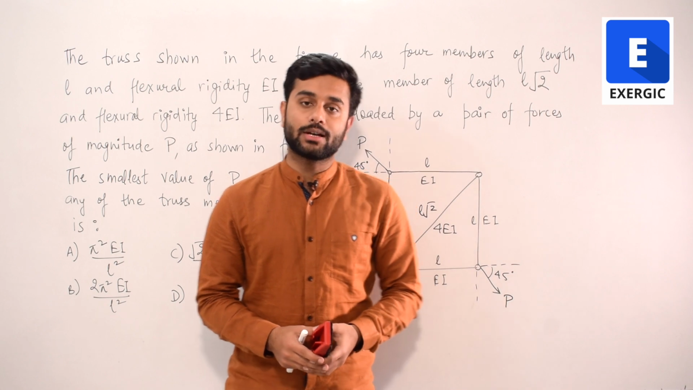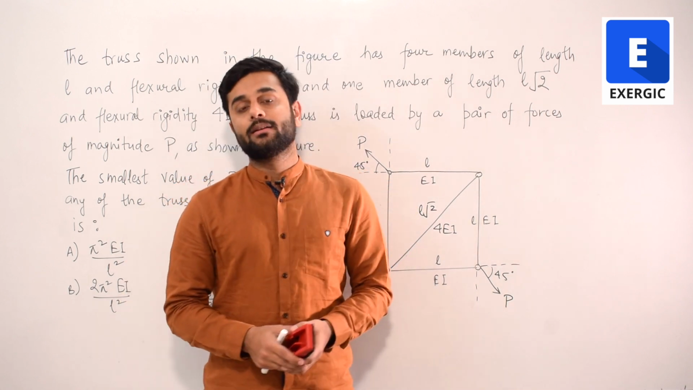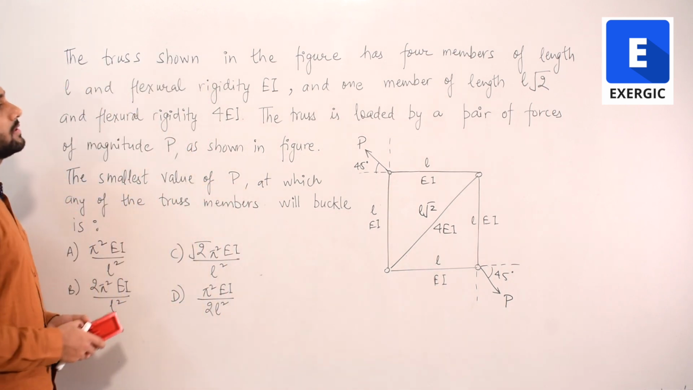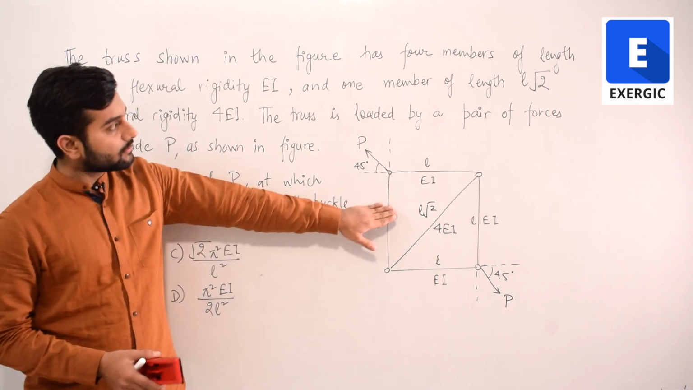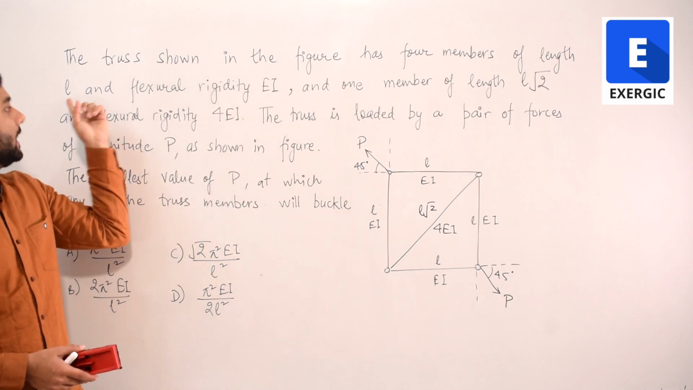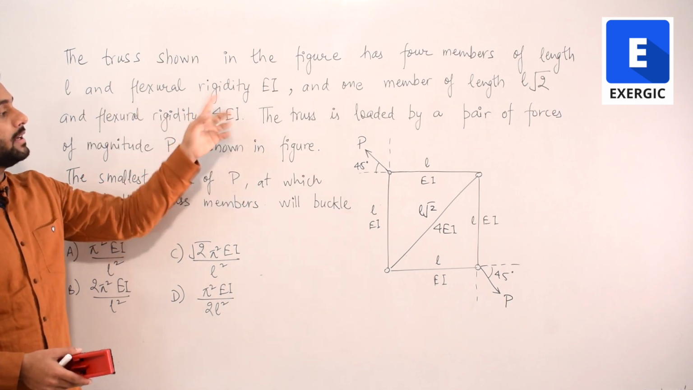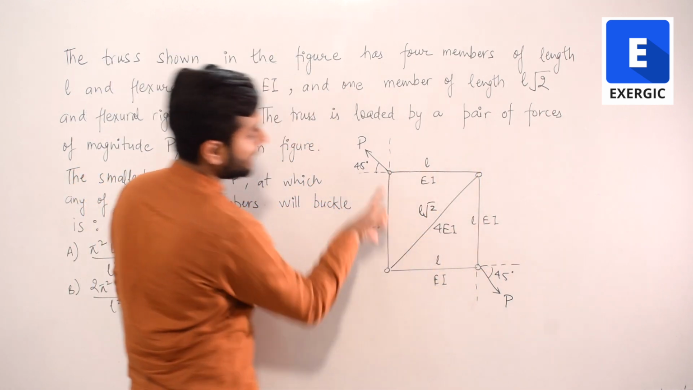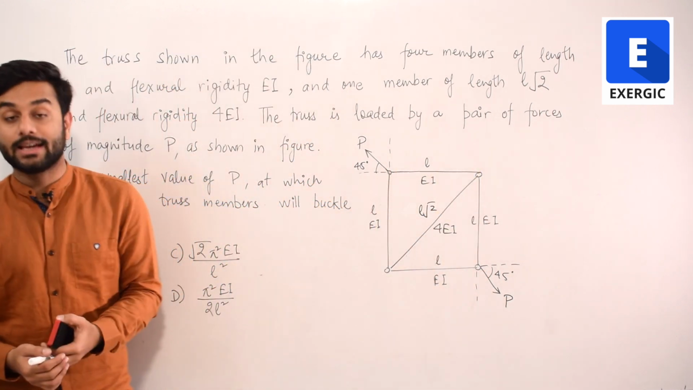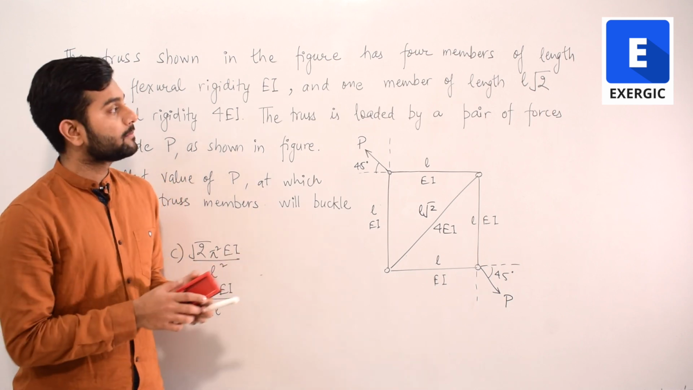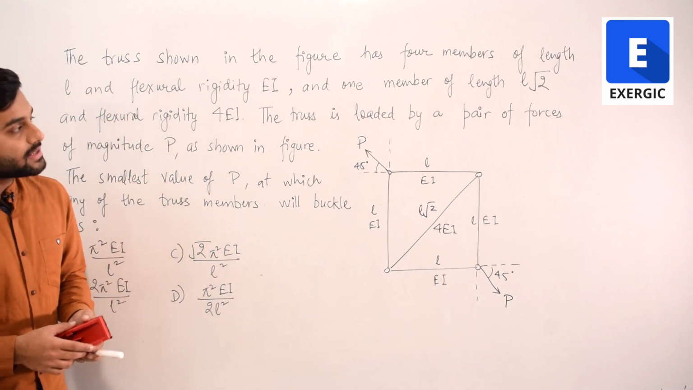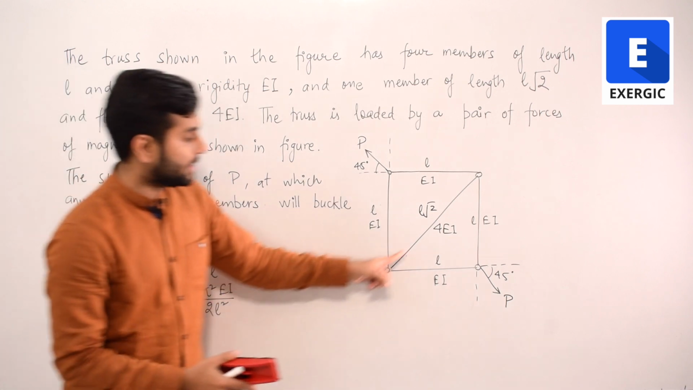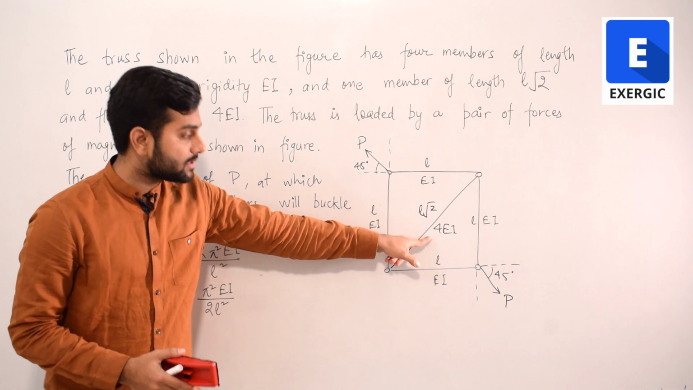Now let's solve another question from GATE 2020 Mechanical Engineering Set 1. The question says that the truss shown in the figure here has 4 members of length L and flexural rigidity EI. So you can see that 1, 2, 3 and 4. You have 4 members each having length L and flexural rigidity EI. And one member is having length L root 2 and flexural rigidity 4 EI. This is that member. Length is L root 2, flexural rigidity 4 EI.